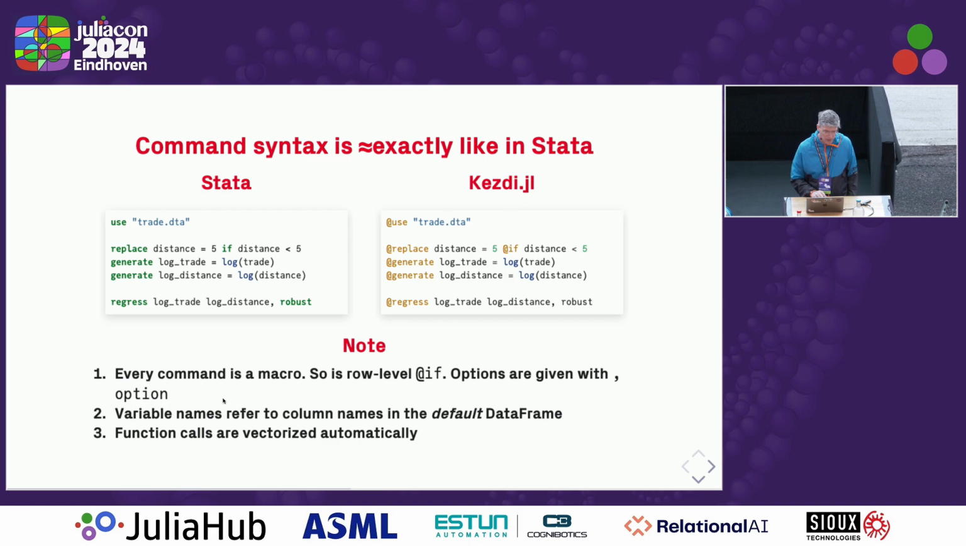Other convenience features: variable names are going to be referring to columns in the data frame as opposed to Julia variables. And there's auto-vectorization of function calls. So here log is actually a call to log dot, automatically vectorized, which is what the user would experience. There are going to be some exceptions that I'll show you in a second.